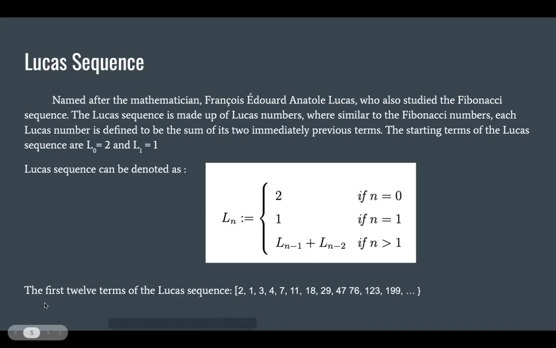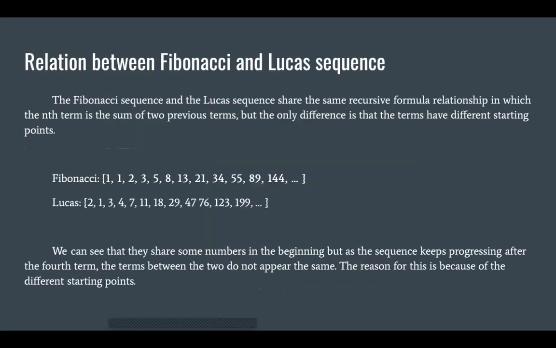At the bottom down here, we can see the first 12 terms of the Lucas sequence. And that's the same as the Fibonacci one. You can pause and check to see that whatever term you're looking at is the sum of the previous 2. And just a quick note here too, the sequence is also infinite. So just some relationship between the 2 sequences, because they're very similar to each other, is that they share the same recursive formula, if you haven't noticed already, where the nth term is the sum of the 2 previous terms. But the only difference is the different starting points.